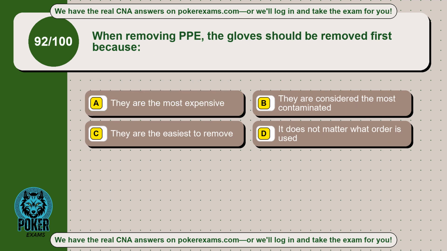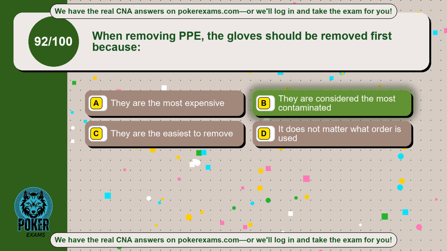Question 92. When removing PPE, the gloves should be removed first because: Option A, they are the most expensive. Option B, they are considered the most contaminated. Option C, they are the easiest to remove. Option D, it does not matter what order is used.